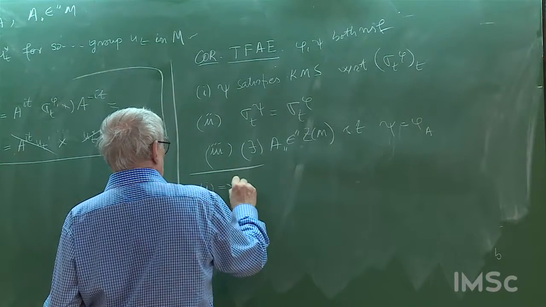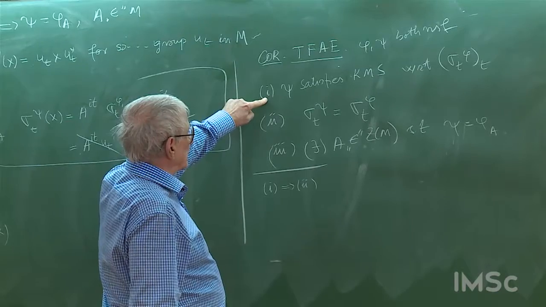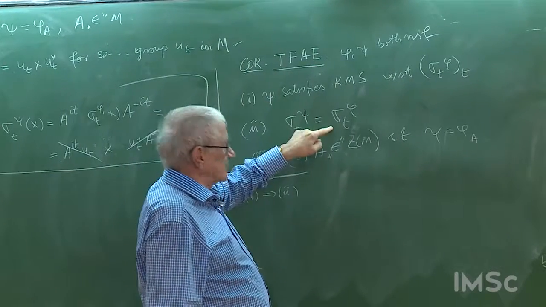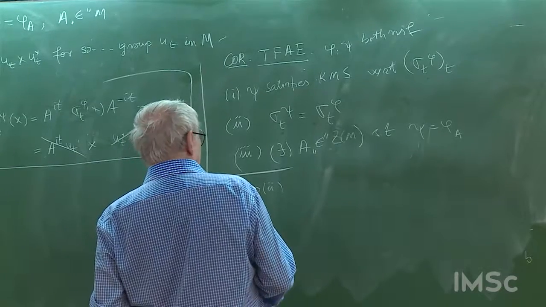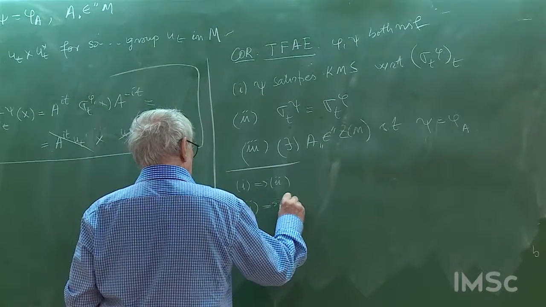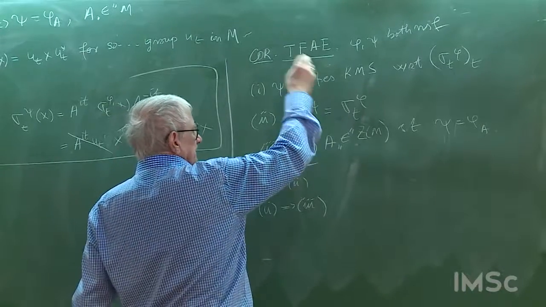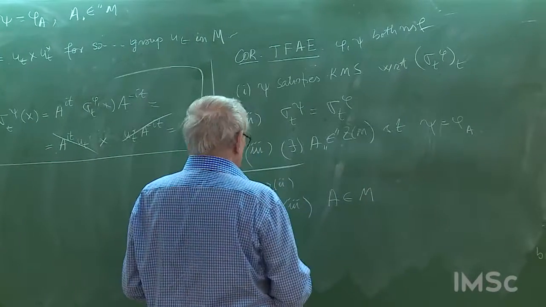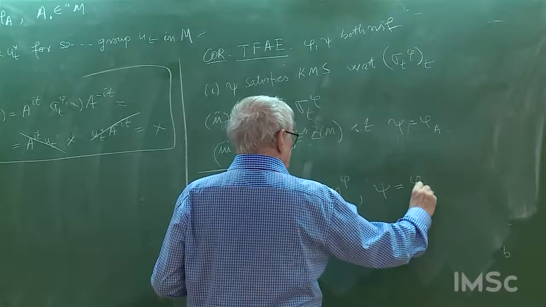1 implies 2. This is obvious because I can read 1 in the following manner. The group sigma t phi satisfies the KMS condition with respect to psi, and then it coincides with the automorphism group of psi. Now 2 implies 3. Of course, psi is sigma t phi invariant, phi is sigma t psi invariant, so there is an element A belonging to M phi such that psi is equal to phi sub A.